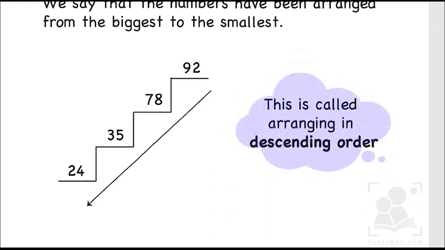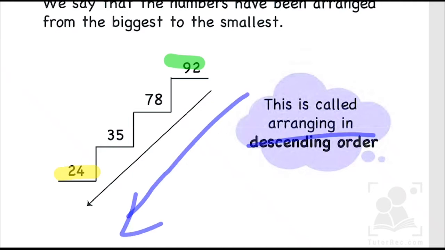Here the biggest number is 92, whereas the smallest number is 24. So, when we are moving from the biggest to the smallest number in the downward slope, this is called the descending order.